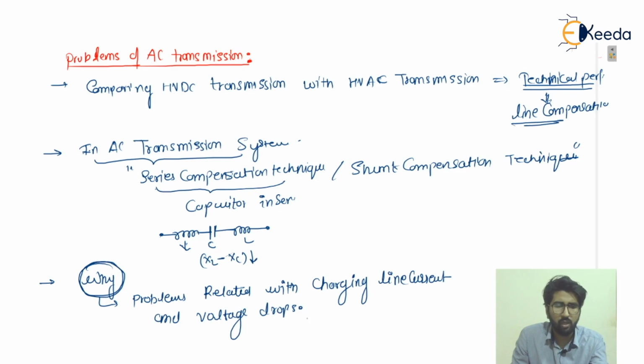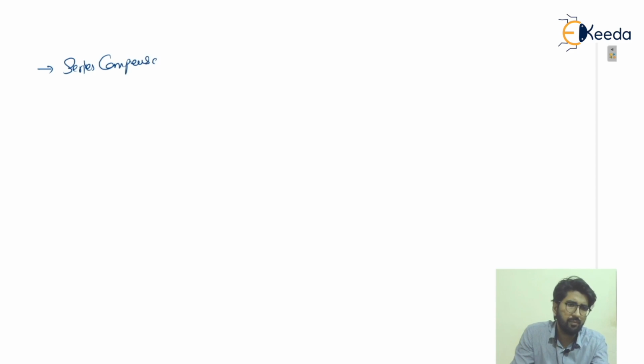Okay, so you have the charging line current and the voltage drops, due to which the stability decreases. Okay, so stability decreases. That's why we are using the series compensation technique and the shunt compensation technique. Okay, in this series compensation technique we are using the capacitors. Now I'm adding the next point. Okay, so what is the series compensation technique?